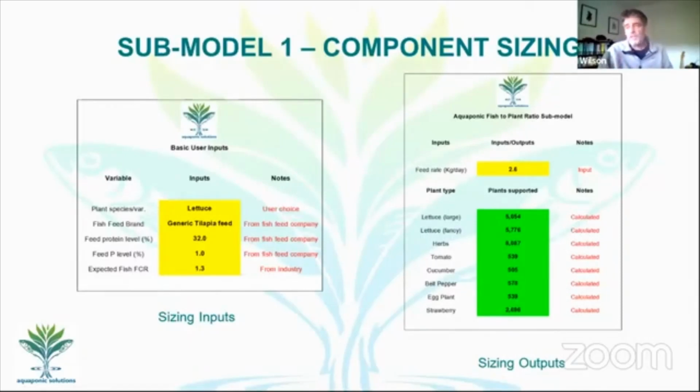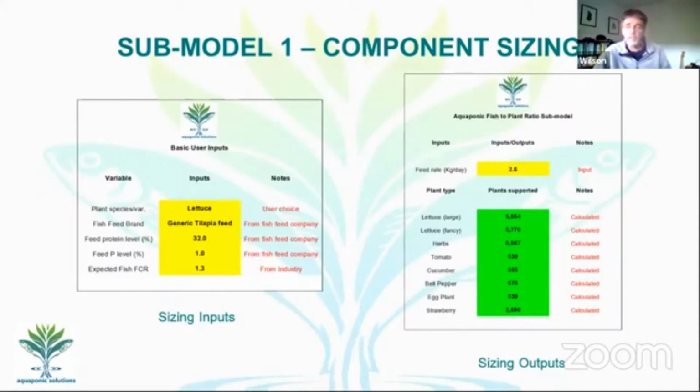The fish feed brand, the brand doesn't really matter. But what is the fish feed? So let's just say it's a generic tilapia feed. We're growing tilapia in our system. The feed protein level is highly important because that's where all the nitrogen comes from. So you must know that. And you just input it as a percentage because that's how feed manufacturers quote the amount of protein in the fish feed. They also quote the amount of phosphorus nowadays. They have to by law because of environmental impact. So you put the phosphorus level in.